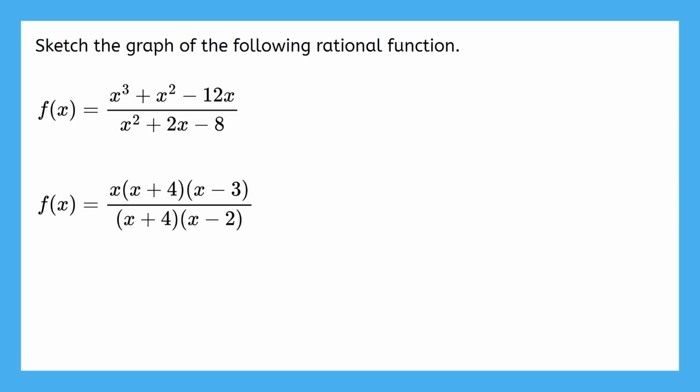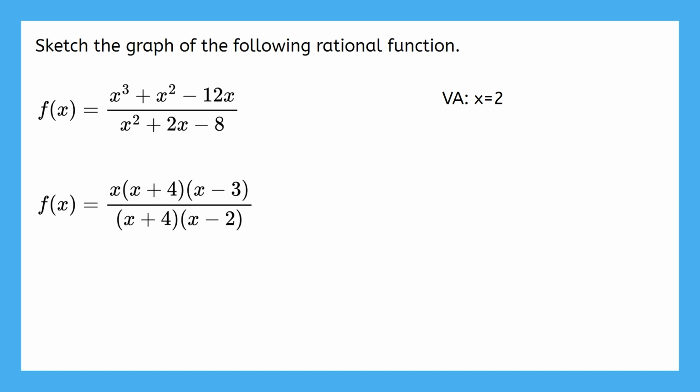Okay, let's check your work. For the vertical asymptotes, we use the factored form of the equation. The only factor that doesn't cancel from the denominator is x minus 2. So setting this equal to 0 and solving gives us a vertical asymptote at x equals 2.